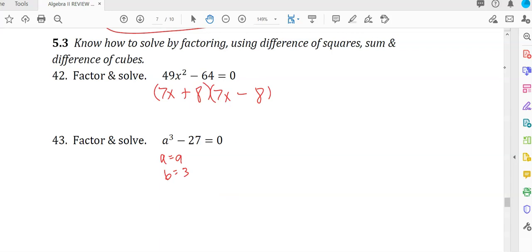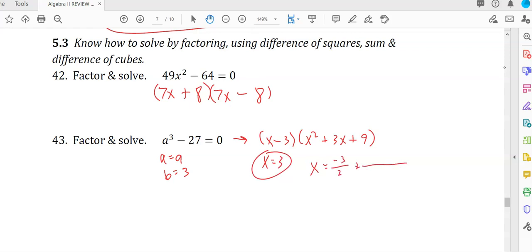Okay, so I'll factor it over here. So this would be x minus 3 times x squared plus 3x plus 9. So this solution is x equals 3. That's one of our solutions. Now I do the quadratic formula. X equals the opposite of 3 over 2 times 1, plus or minus the square root of b squared, which is 9, minus 4 times 1 times 9. So 9 minus 36, which is negative 27, goes inside of there. So we get x equals negative 3 halves plus or minus i root 27 over 2.